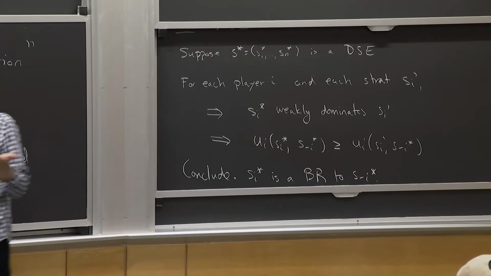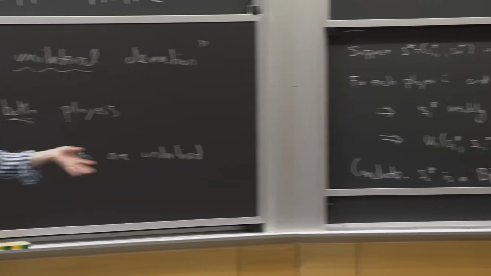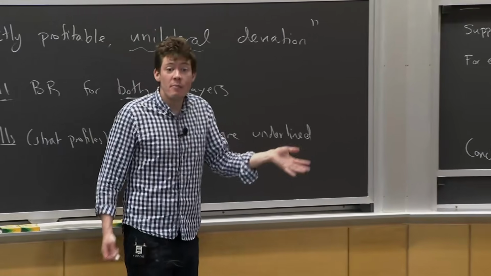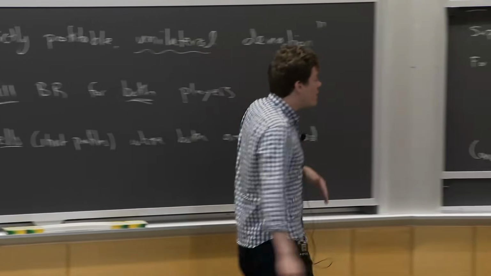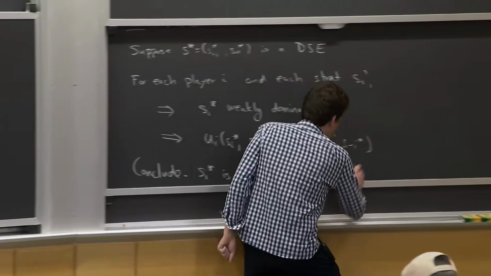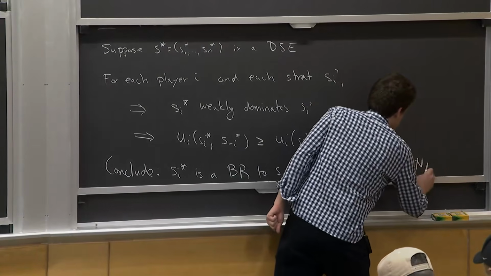Well, I reasoned for player i, but I can go through the exact same argument for all the other players. So not only is player i playing a best response to the way everyone else is playing, but every single player is playing a best response to the way everyone else is playing. So, therefore, s star is a Nash equilibrium.